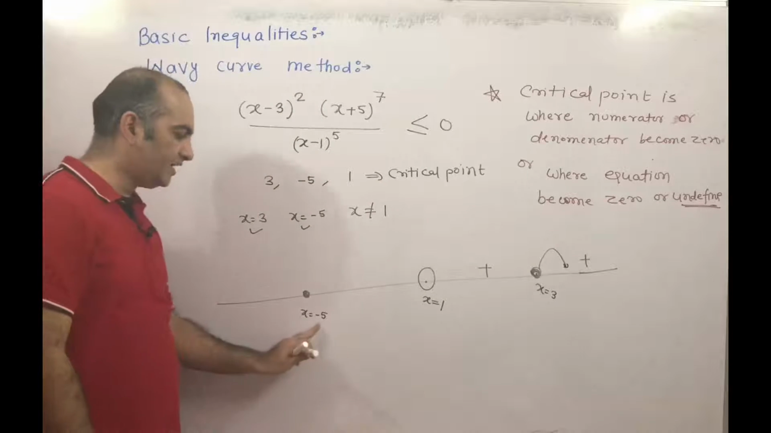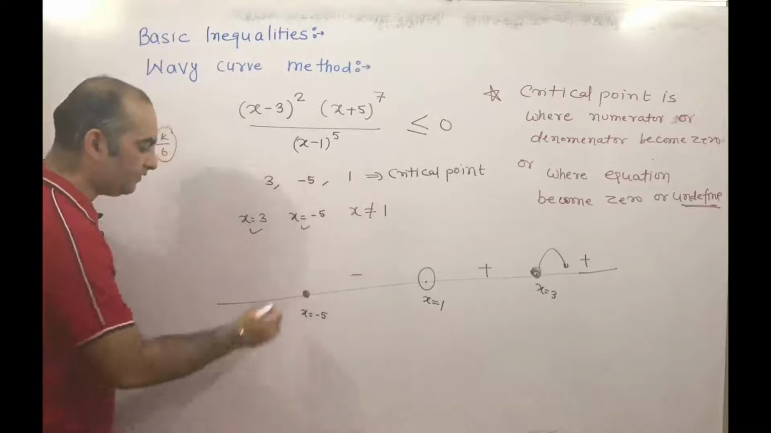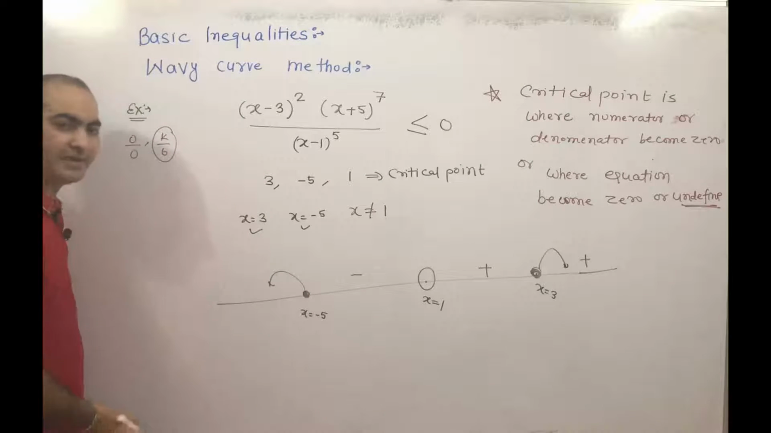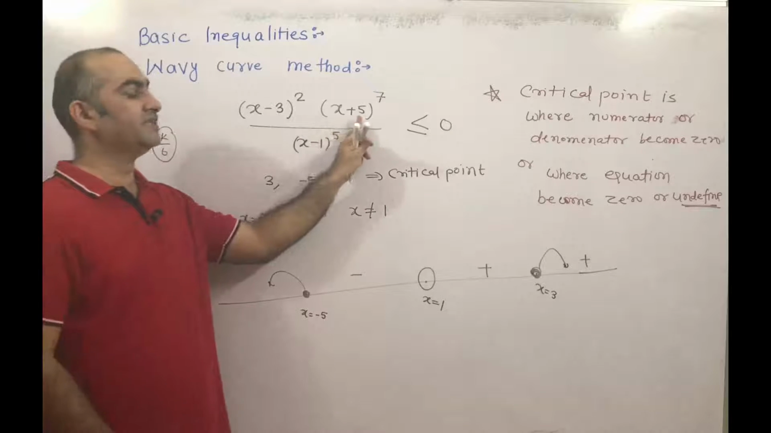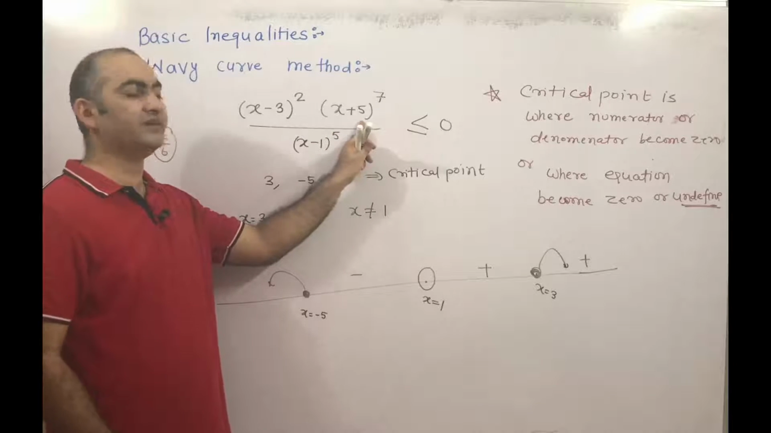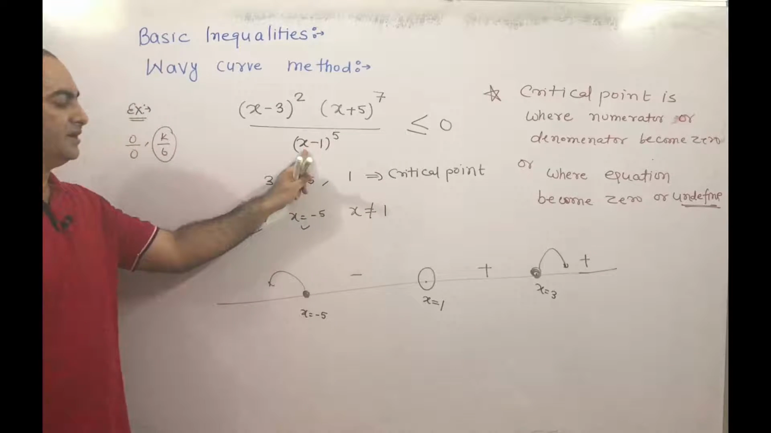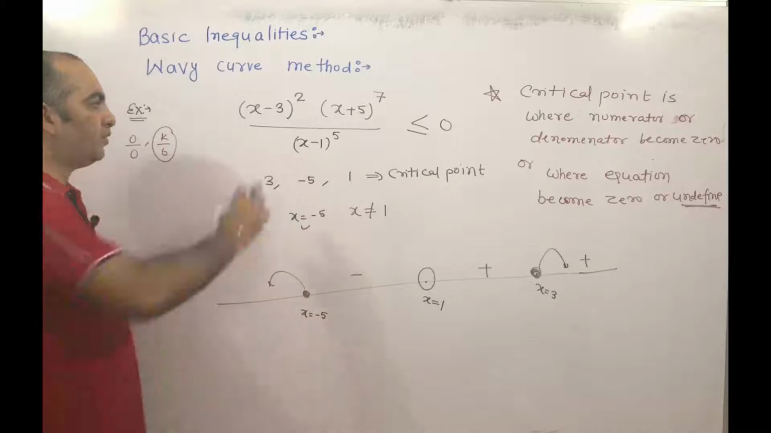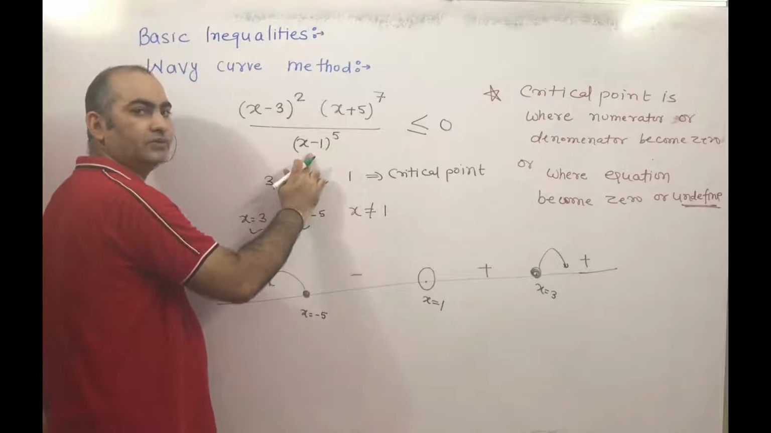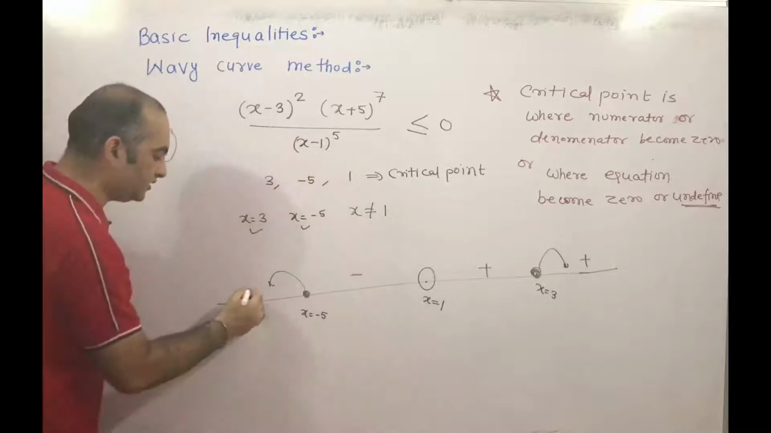That means minus 5 to 1, what will come? Negative. Now if I take any value less than minus 5, suppose minus 6. If you put minus 6, this is positive. Minus 6 plus 5 is what? Minus 1 power 7. So this is negative. And if I put here minus 6 minus 7, minus 7 power 5 is also negative. So positive, negative, negative. So what will come here? Positive into negative is what? Positive will come. So this side is what?